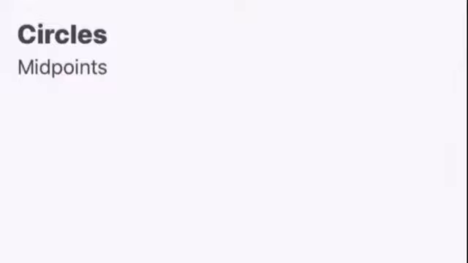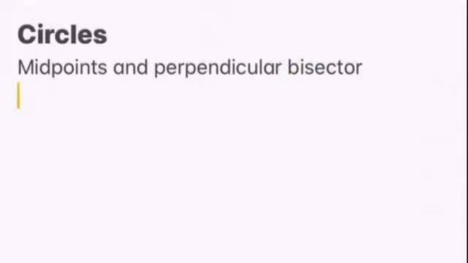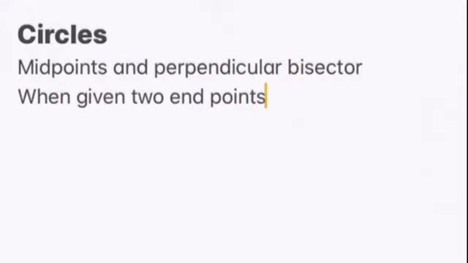Hello everyone, today we're going to look at Chapter 6, Circles. You can find the midpoint of a line segment by averaging the x and y coordinates of its endpoints. The midpoint of a line segment with endpoints (x1, y1) and (x2, y2) is given by the formula: (x1 + x2) divided by 2, and (y1 + y2) divided by 2.